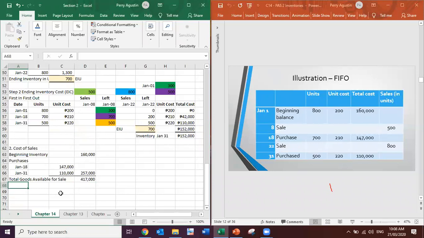Do we already have, hold on, do we already have our January 31 inventory? Yes, we have computed it a while ago. So we have 152,000. So what do we do with our ending inventory? We less it for us to get the cost of sales. So our cost of sales is equivalent to 265,000. Let me just format that for you so that you won't be confused. There you go.